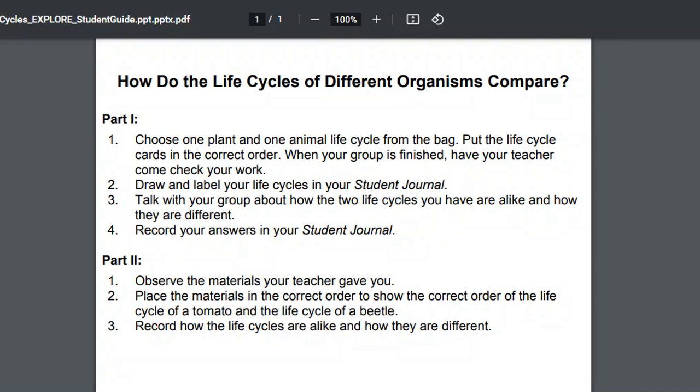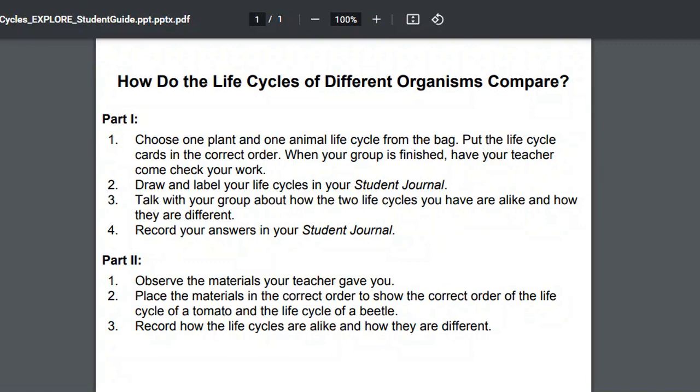For this first part of the group activity, make sure to take your time and discuss with your group the observations of the changes that you see the plant and the animal going through in their life cycle. Focus on their colors, shapes, sizes, how they look. All of these are great observations.